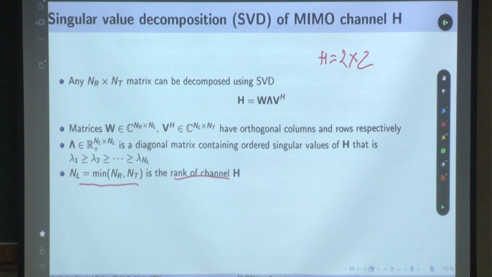Now, go back and think about that case wherein NT was 2 and NR was 1. What will be the rank of the channel matrix? Because it is the minimum of NR comma NT, the rank of the channel is 1, correct? So the channel will not allow you to transmit more than one symbol. In this case, H was 2 cross 2, and it allowed us to transmit 2 symbols in parallel. If it is 4 cross 4, it will allow us to transmit 4 symbols in parallel.